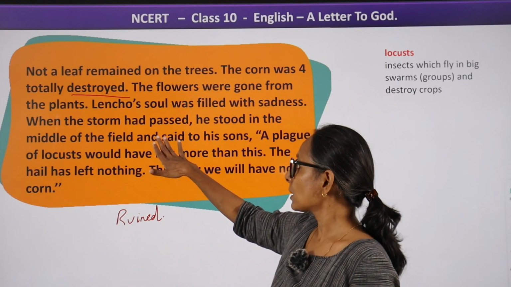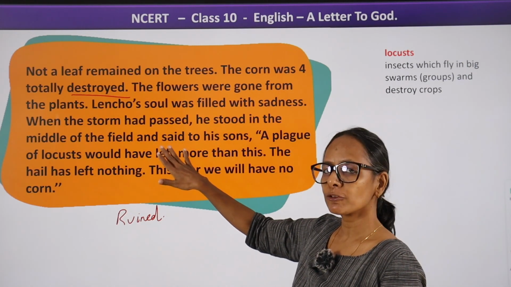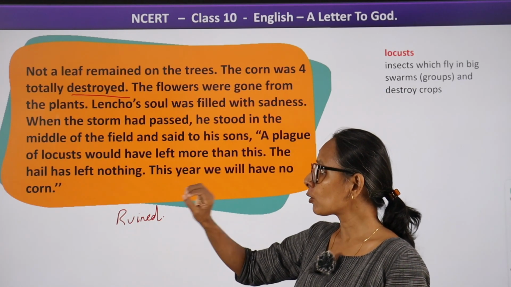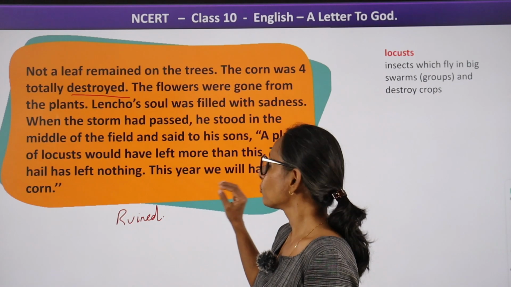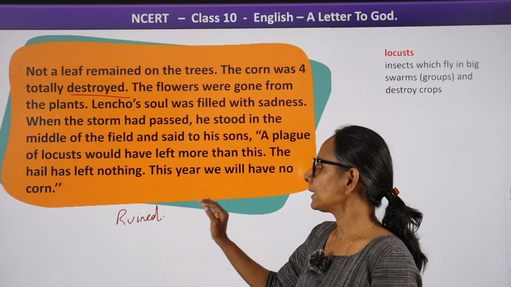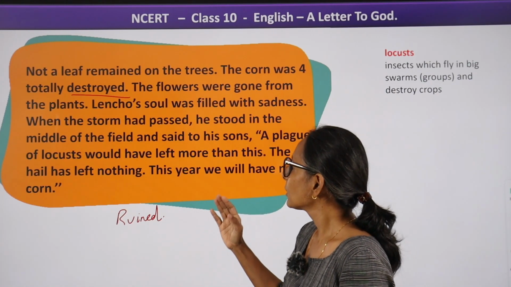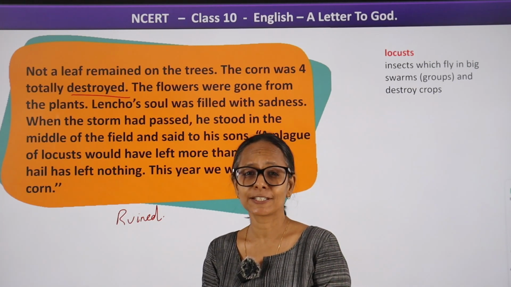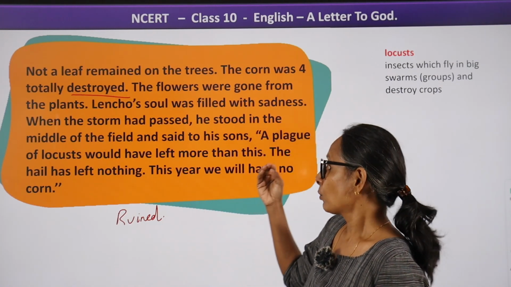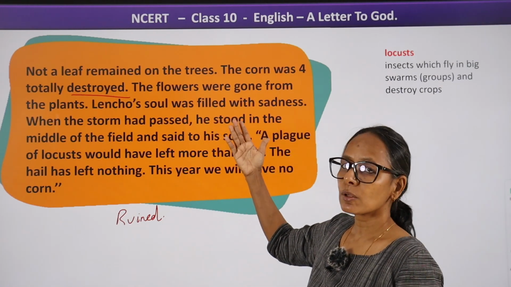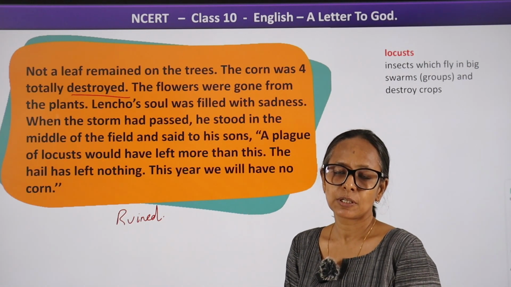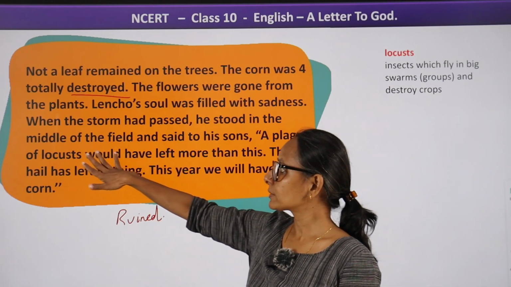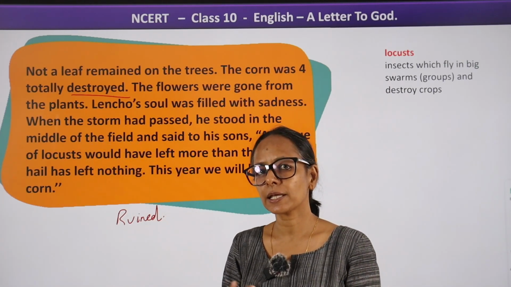"When the storm had passed, he stood in the middle of the field and said to his sons, 'A plague of locusts would have left more than this. The hail has left nothing. This year we will have no corn.'" It's really sad. Look what he's saying. Because he saw that all his crops are ruined, he's feeling so much sadness in his heart. He goes out, stands in the middle of the field, and tells his sons.